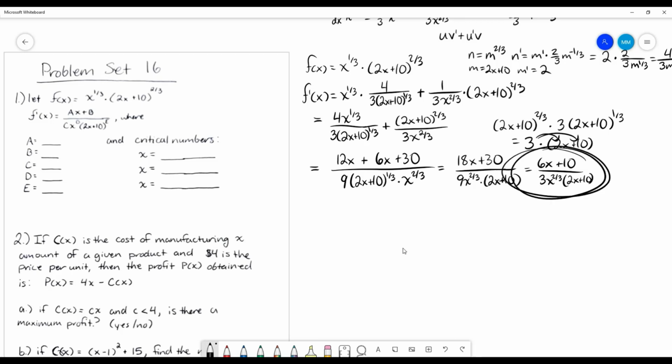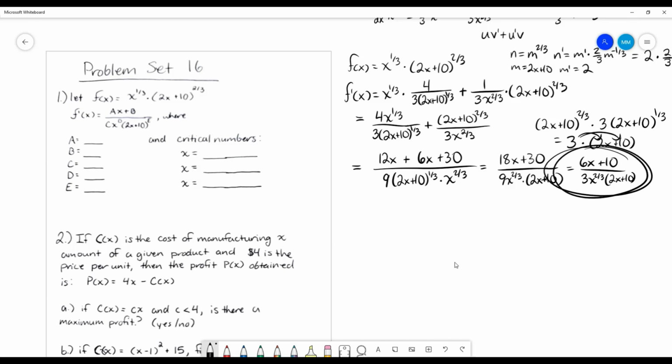So there's our derivative. And if we look at it, that's the exact same kind of terms they wanted over here. So we see that A is going to be our 6. B is going to be that 10. C is going to be 3. D is going to be 2/3, because that's right here. And then our E, oops, I left out that. Our E is going to be that 1/3 there.